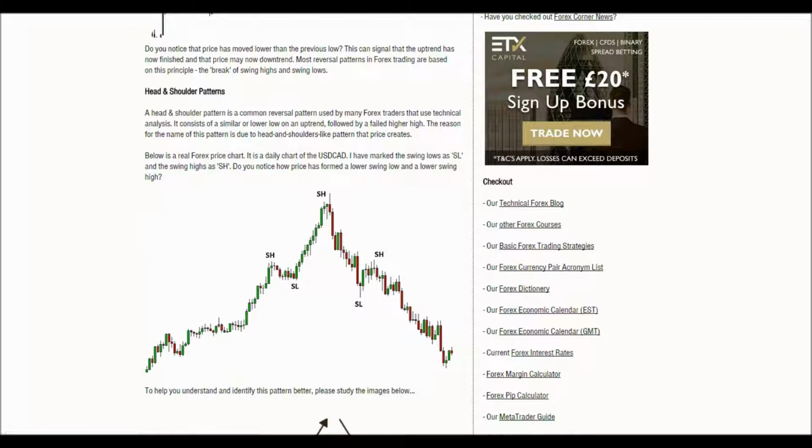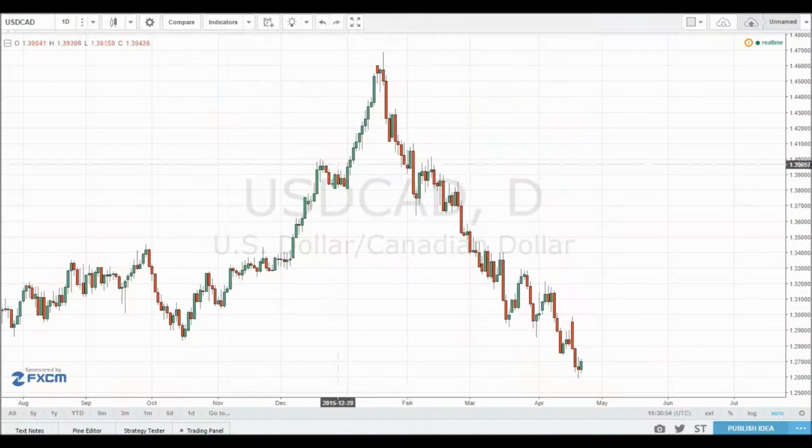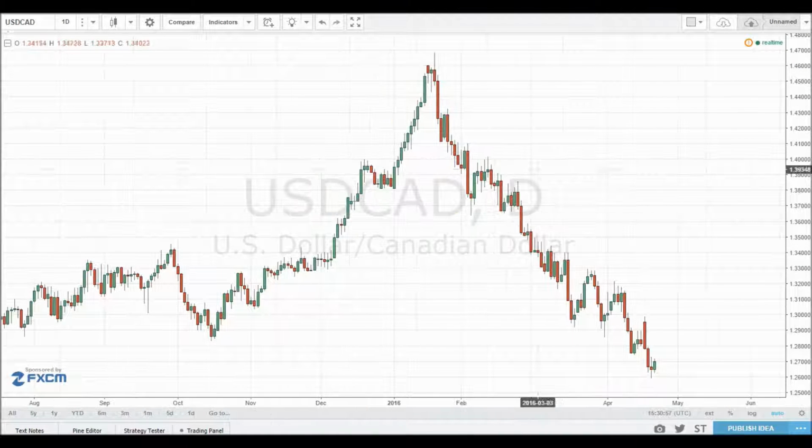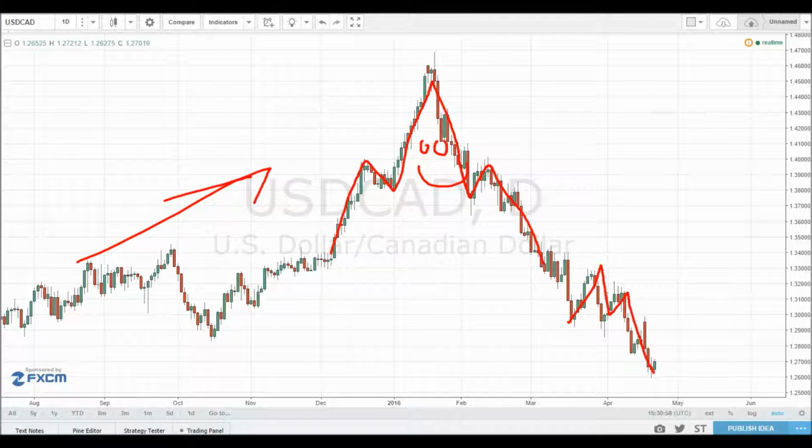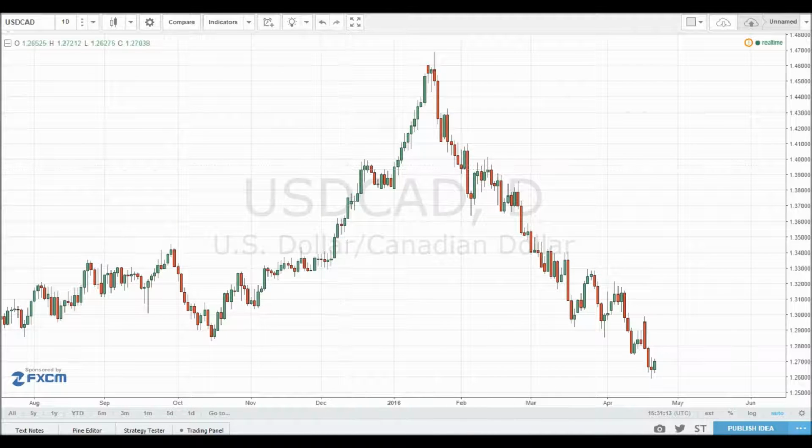And I can actually show you this on a chart. This is US dollar, Canadian dollar. This is the head and shoulders pattern. Price is clearly uptrending. We have a shoulder, a head, and another shoulder. Now price is downtrending. So this head and shoulders pattern, if we're looking out for it and identify this pattern, we know that price could start downtrending. So if we are long, it's a good opportunity to get off. If we want to go short, this is a good opportunity to go short.